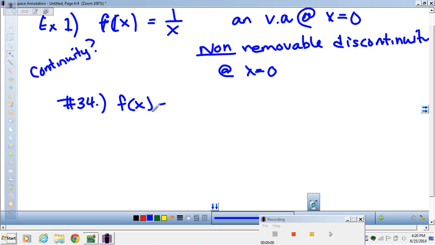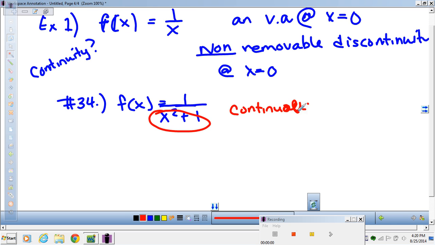Okay, let's take a look at another example, number 34 from the homework assignment. So f of x equals 1 over x squared plus 1. Well, I know it has no holes and no asymptotes because if I set x squared plus 1 equal to 0, I don't get any real solution, so I say that this one is continuous for all real numbers.